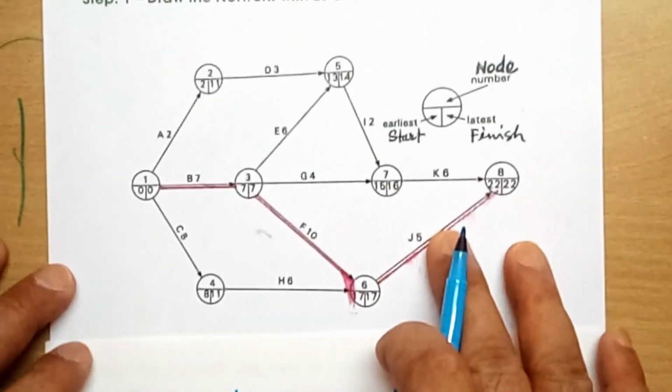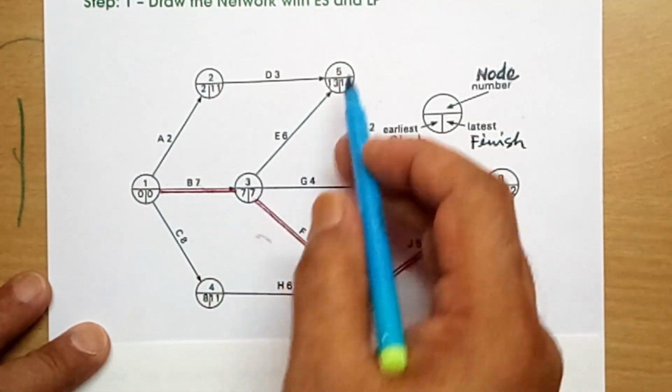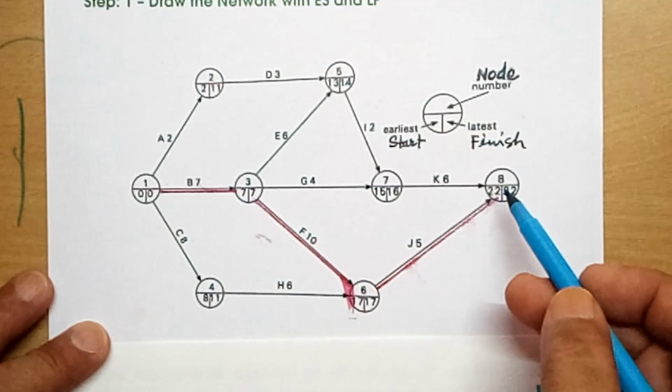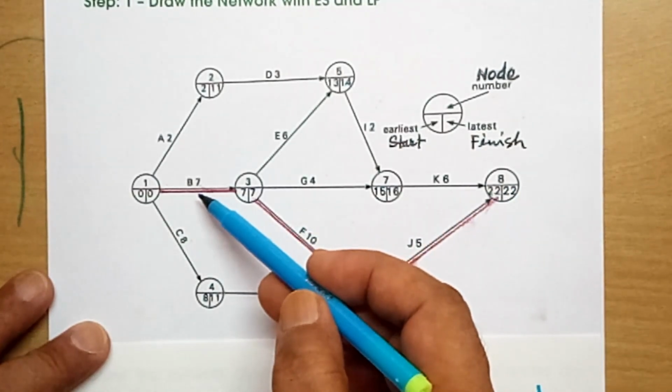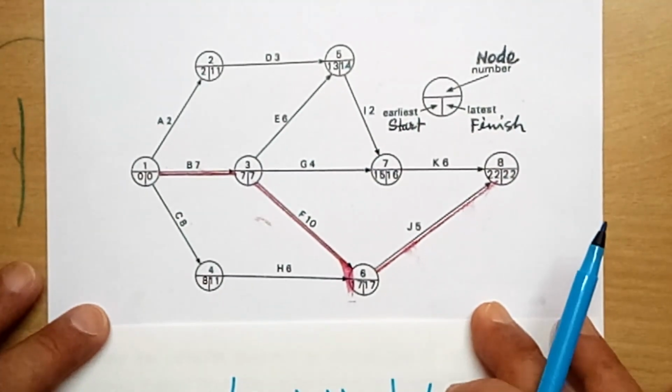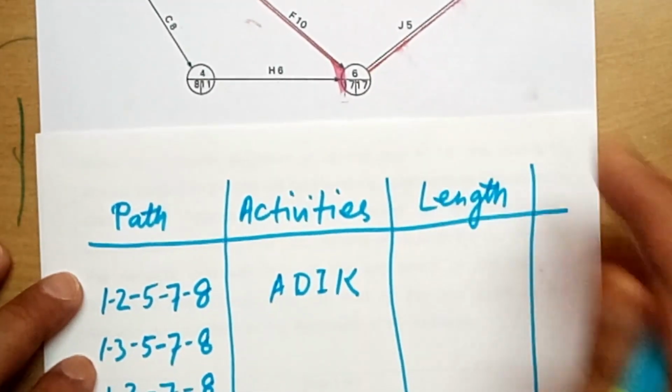And the next one, 1, 3, 5, 7, 8. This is by node number, and by activity it will be B, E, I, K. So write it B, E, I, K.